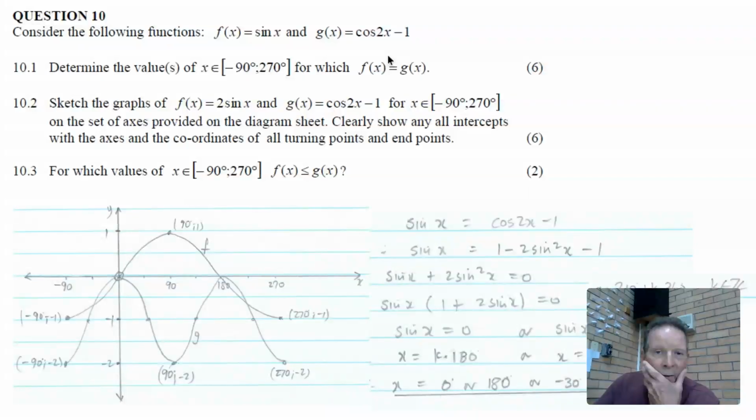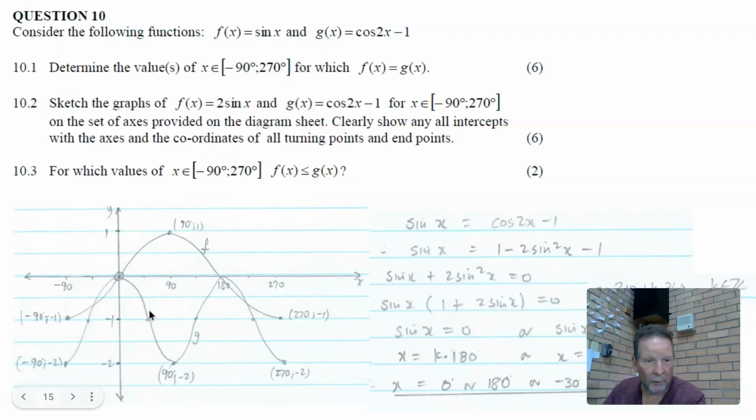But the cos 2x minus 1, that one there, how are we going to graph that? Well, it's got a period of 360 divided by 2, 180 degrees to go through a complete wave. And the step is every 45 degrees. And the graph has shifted down 1. Now, it would normally go through 1, but it's shifted down 1. So it's going to cross right there at 0.